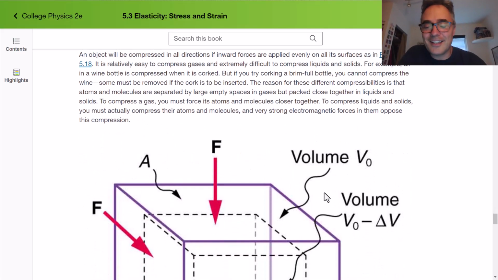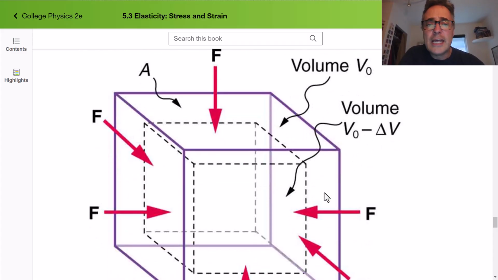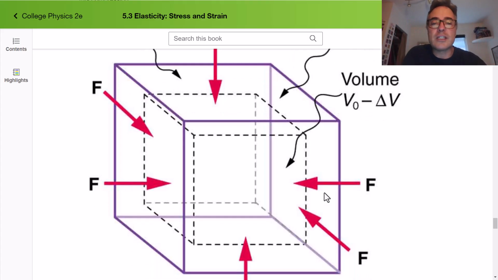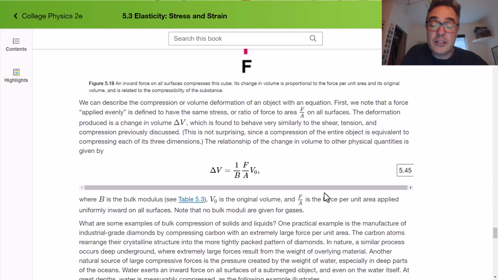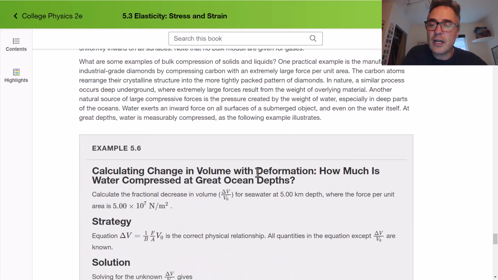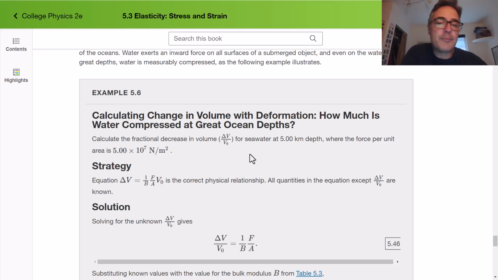And lastly, there's something called bulk modulus. It's the last column in table 5.1. This is the idea that if something is inside a pressurized fluid, it can actually decrease its volume a little bit, even a solid will. Delta V is proportional to 1 over the bulk modulus times the external pressure times its original volume. And water, for example, has a bulk modulus.